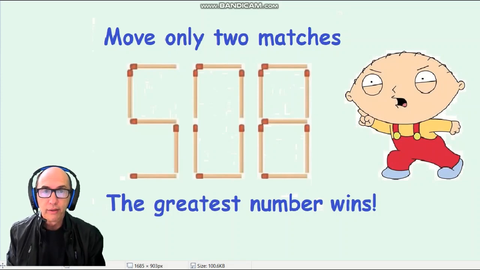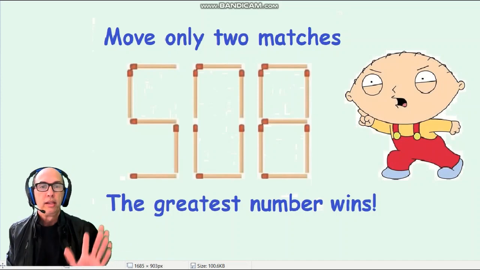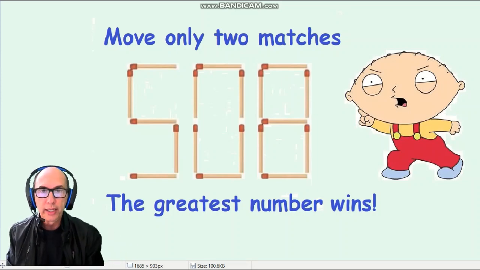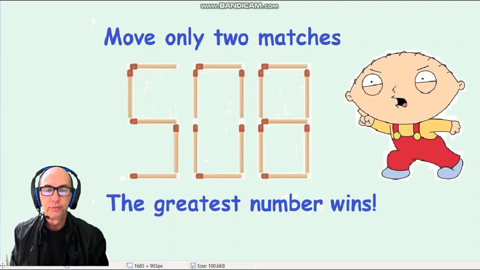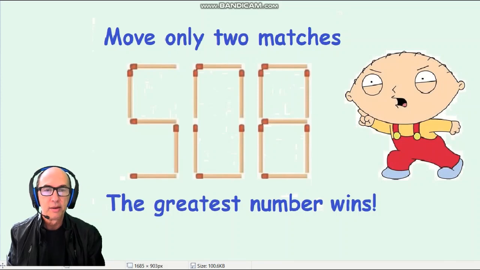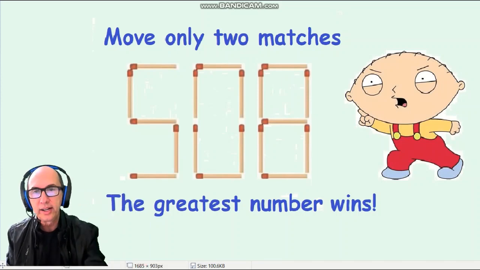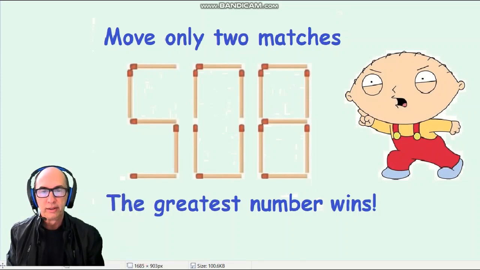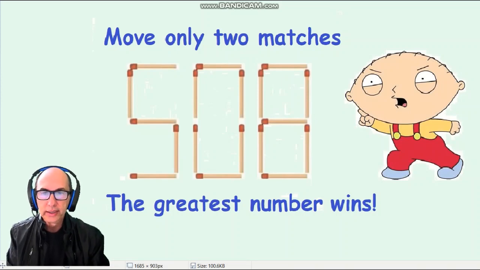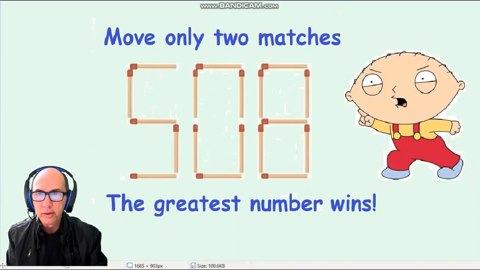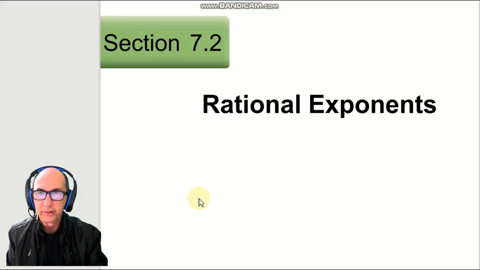And the difference today is there's no right, there's no wrong answer. The greatest number that we find will win. If a student finds a number, another student finds a greater number, that's going to be the winner. All right, think about your numbers, and in the meanwhile, let's work on our section 7.2.